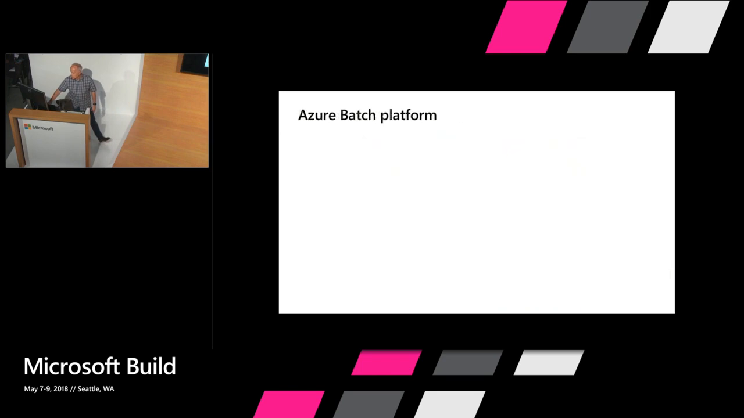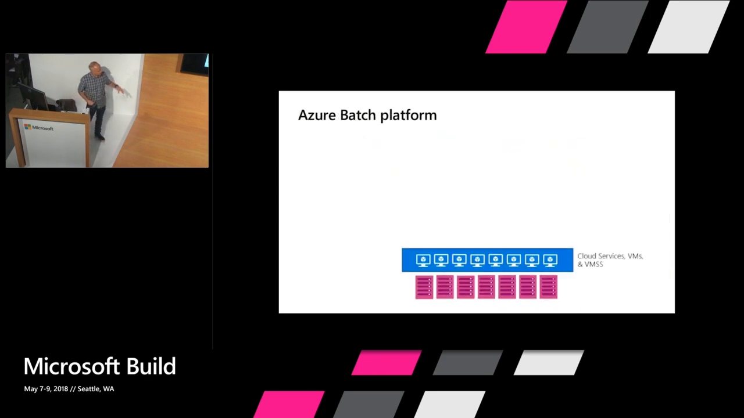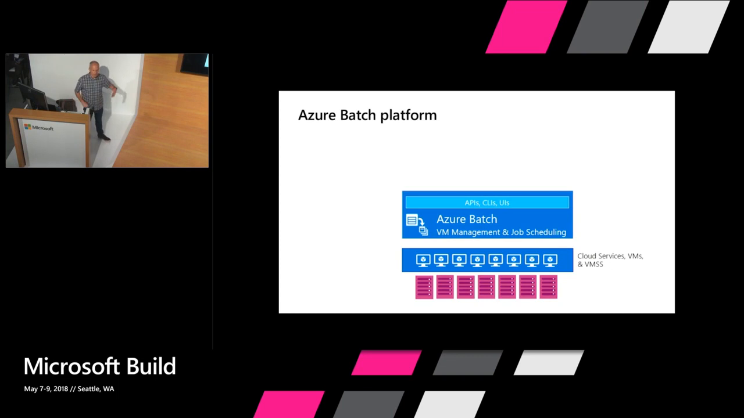So in terms of the platform, just a very brief overview, we sort of have our infrastructure, our hardware, and we have our VM offerings, cloud services, VMs, scale sets. And Azure Batch sits on top of that, providing that VM management and providing that job scheduling capability. As with all these sort of platform services in Azure, we have APIs, and all the APIs you can pretty much think of, command lines, and various user interfaces as well to access this.